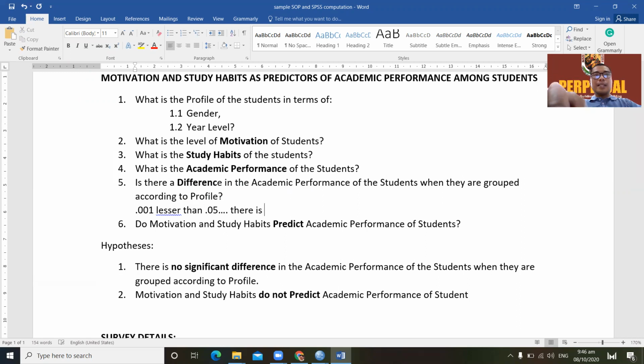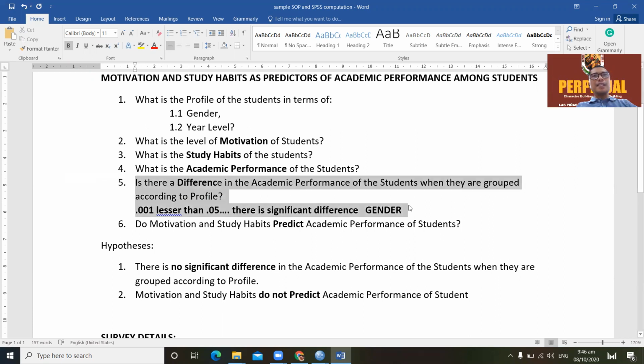there is significant difference. This is our answer with regards to gender. So is there a significant difference in the academic performance of students when they are grouped according to profile? With regards to gender, there is a significant difference.